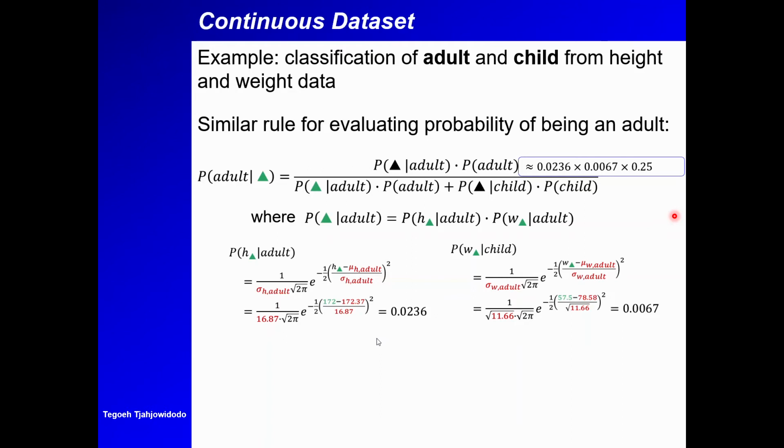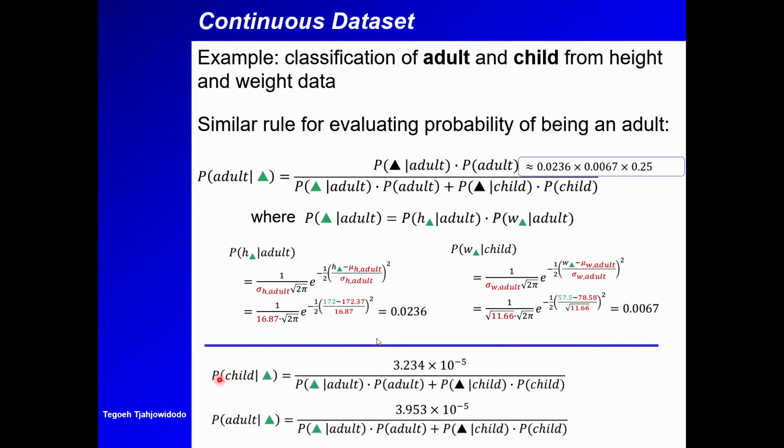And then the last one, I just need to compare these two. Again, the denominators are exactly the same, so I will just compare the numerators. It is clearly seen here that the second one is larger than the first one, so our conclusion is the second one is the winner. So the final conclusion is the new individual will be classified as an adult.